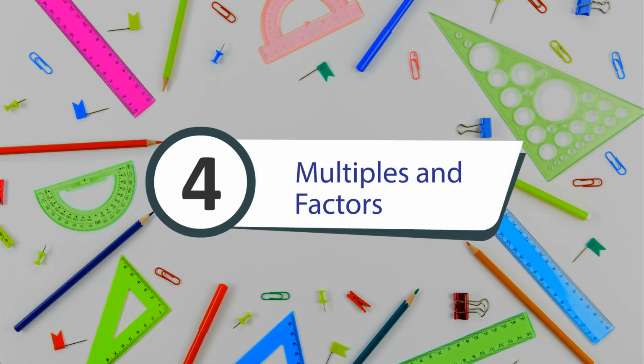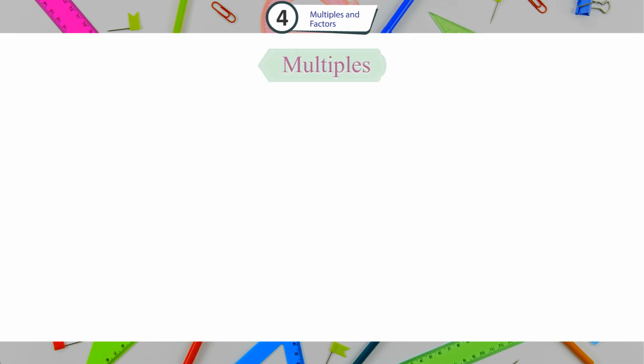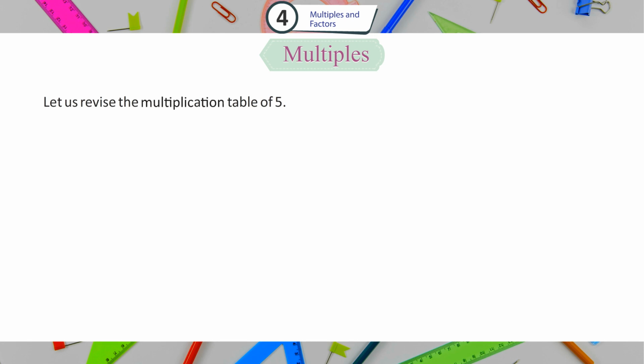Chapter 4. Multiples and Factors. Multiples. Let us revise the multiplication table of 5. 5 multiplied by 1 is equal to 5. 5 into 1 is equal to 5.